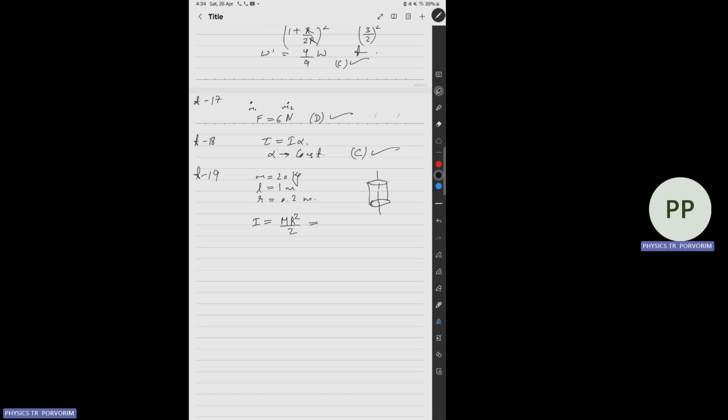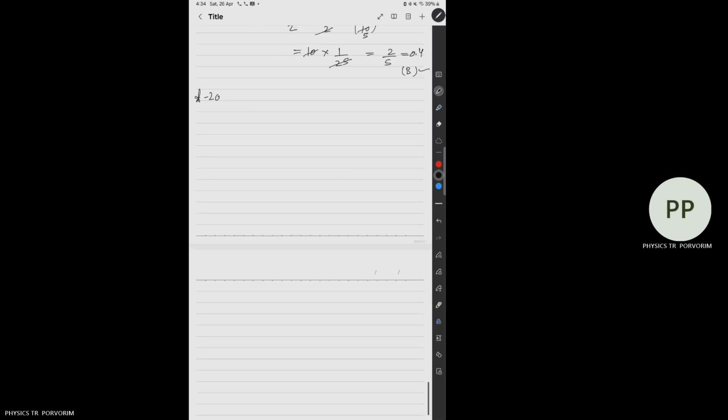So when we put the values, 1 by 2, m is 20 and r is 0.2. So I can write it as 2 by 10, whole square. So this will be 5, and when I cancel this, it will be 10 into 1 by 25. That is 2 by 5, which is 0.4. So the moment of inertia is 0.4 and the unit is kg meter square. Units are the same in all options, so the correct option is B.